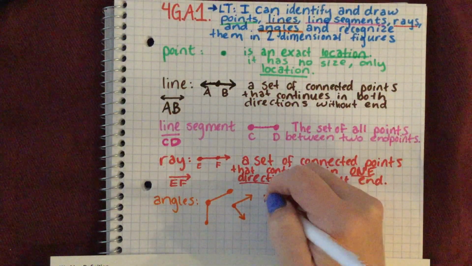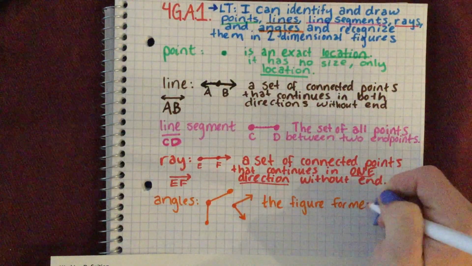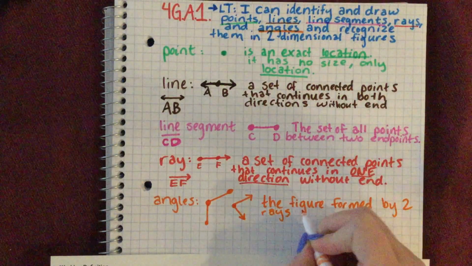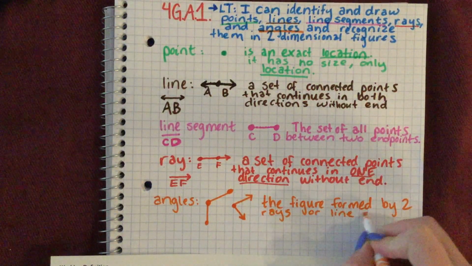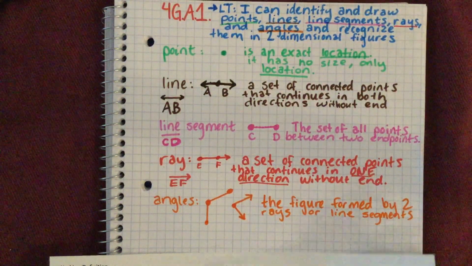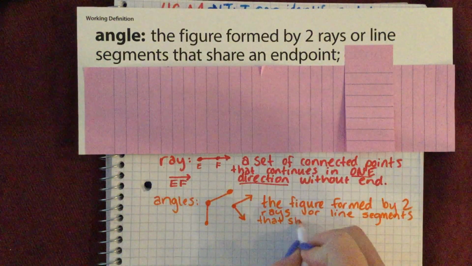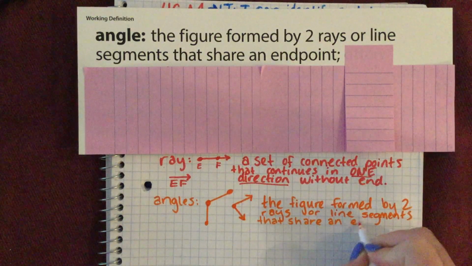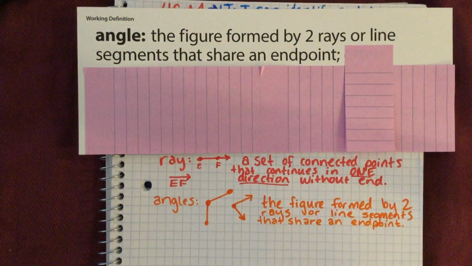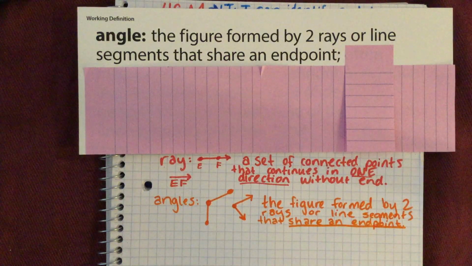So it's the figure formed or created by two rays or line segments that share an endpoint. The figure formed by two rays or line segments that share an endpoint. That piece is really, really important.